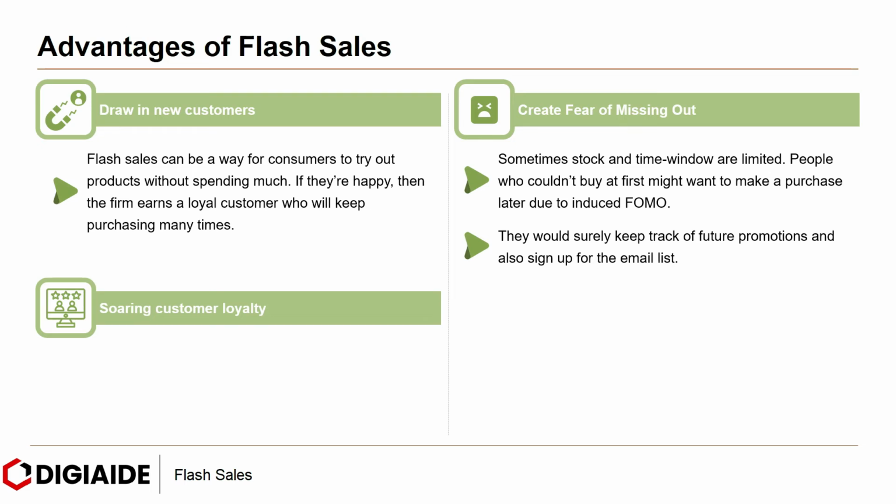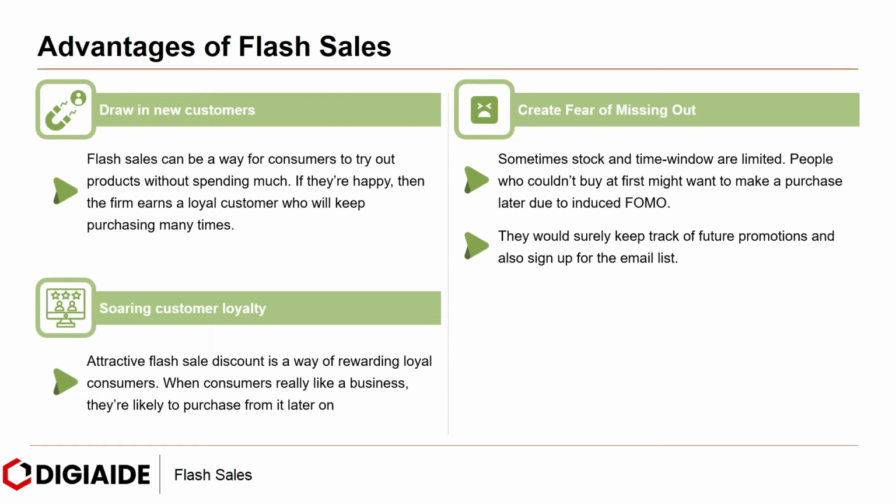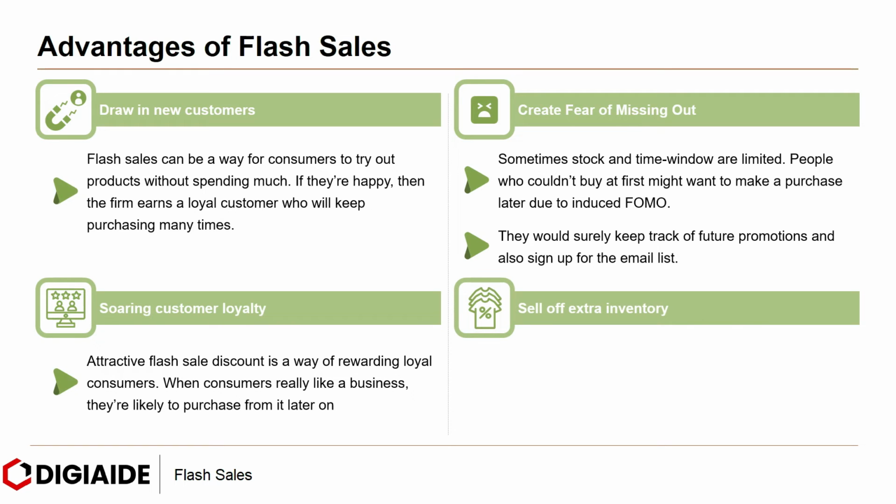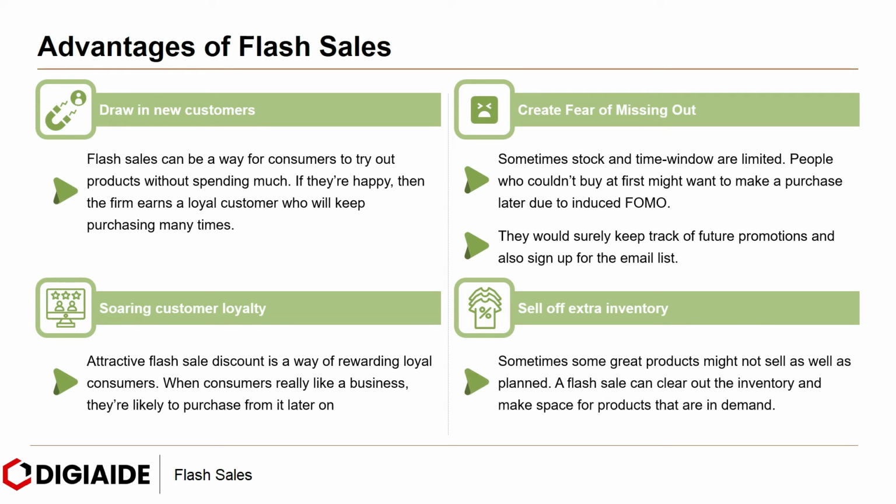Next, soaring customer loyalty. An attractive flash sale discount is a way of rewarding loyal consumers. When consumers really like a business, they are likely to purchase from it later on. Next, sell off extra inventory. Sometimes some great products might not sell as well as planned. A flash sale can clear out the inventory and make space for products that are in demand.